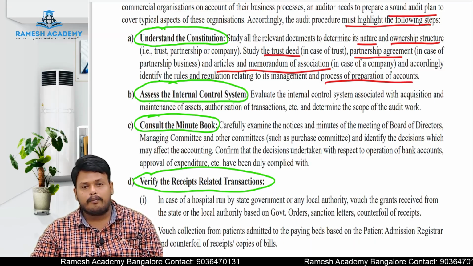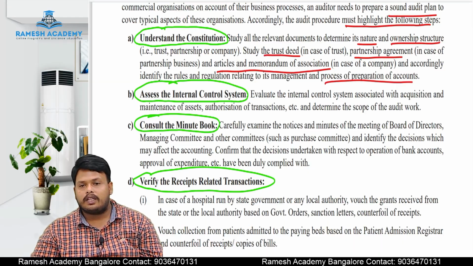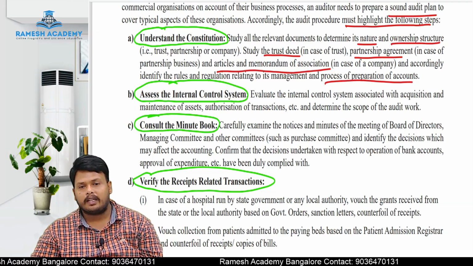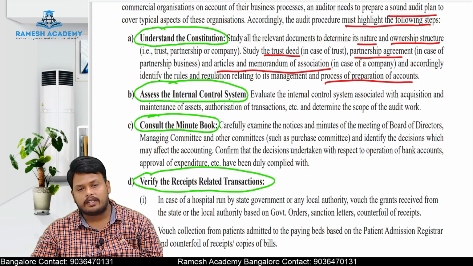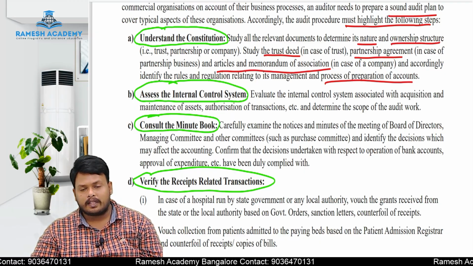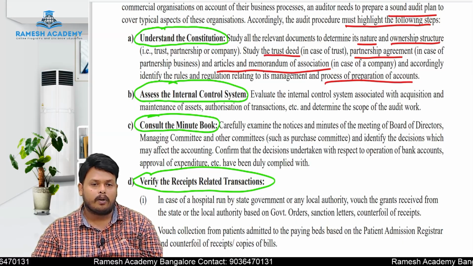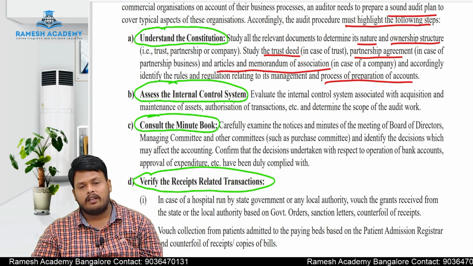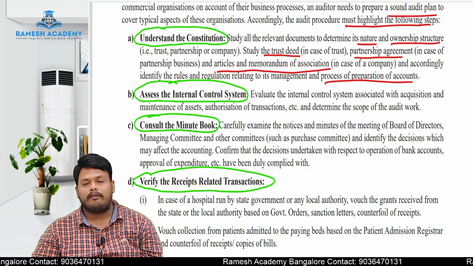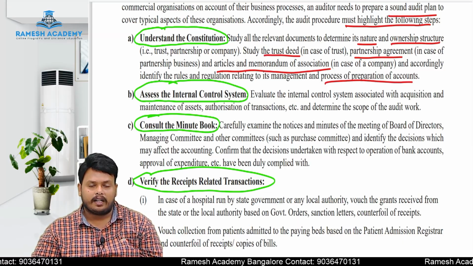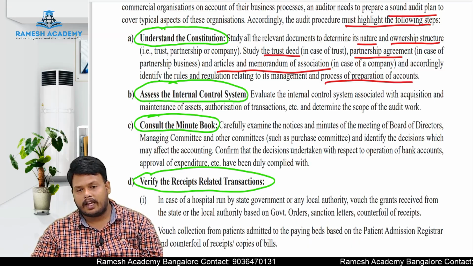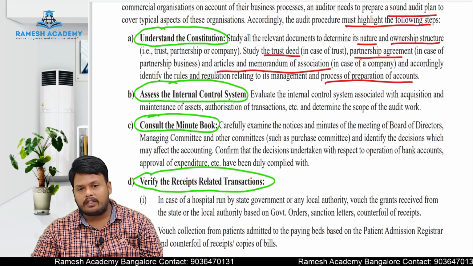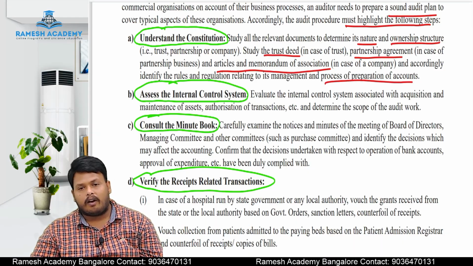Next, consult the minute book. The auditor has to carefully examine the notices and the minutes of meetings of the board of directors and management committee in order to understand whatever decisions are taken by these organizations. So what are the powers given to different people, what are the roles and responsibilities of the different board of directors, what is the role and responsibility of the CEO, the CFO, the manager, any person. To appoint any person, they will conduct a meeting. In that meeting they will approve and sanction the powers, and they will give roles and duties to the different people in the organization. These things the auditor can understand by reading the minute book. The auditor has to carefully examine this minute book and understand all the things regarding the functioning of an organization.